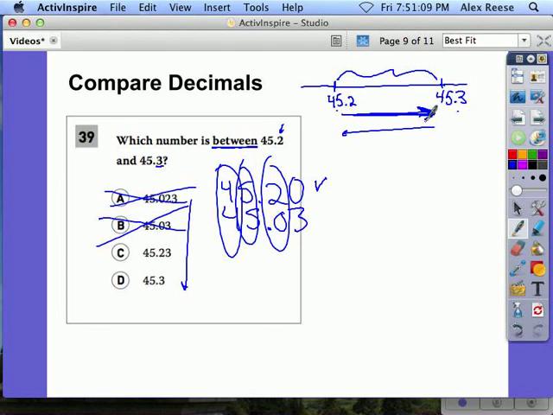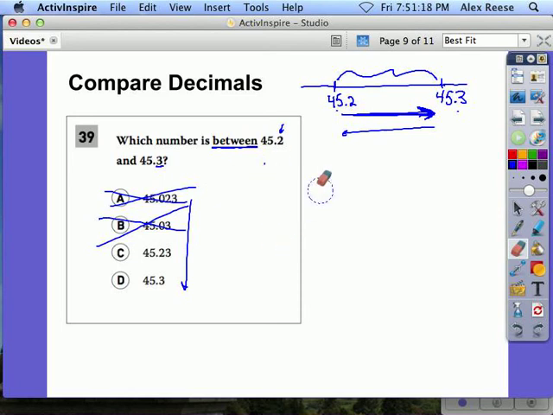Now let's take a look at answer choice D. Answer choice D is 45 and 3/10. And this one doesn't even require comparing. 45 and 3/10 is not in between these two numbers. 45 and 3/10 is one of the numbers. So this one doesn't make sense. We're looking for a number that falls in the middle. Not here or less, and not here or more, but rather in between, in the middle.